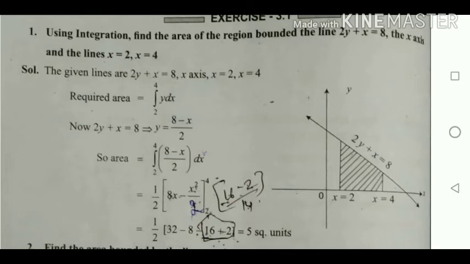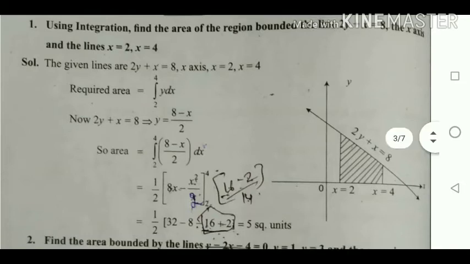So arrive at the equation y equals, that is 2y plus x equals 8 means y equals 8 minus x divided by 2, because we are applying the formula y dx. So write the equations in the form of y equals. Okay, then put x equals 0, you get the y value. Likewise, if you put y equals 0, you get the x value. Using these 2 points, draw the diagram. You get the diagram like this.